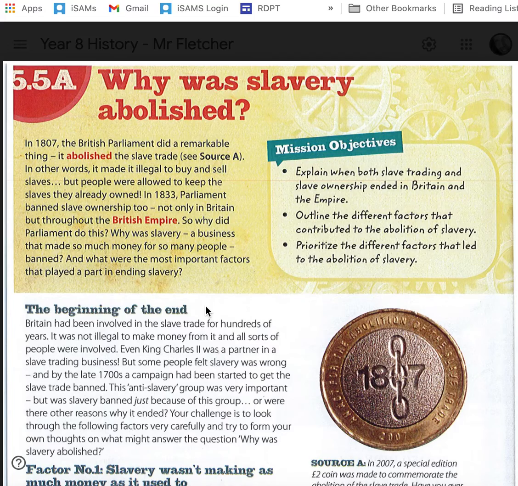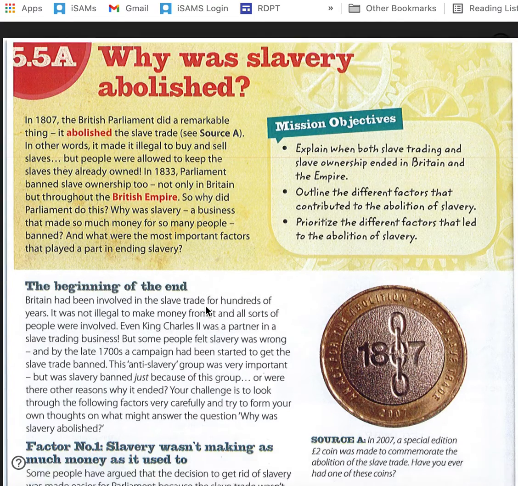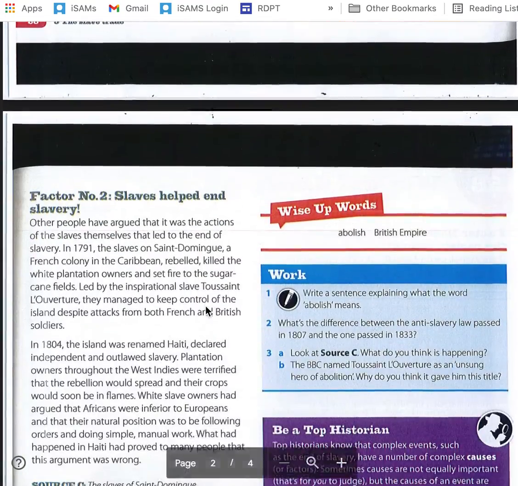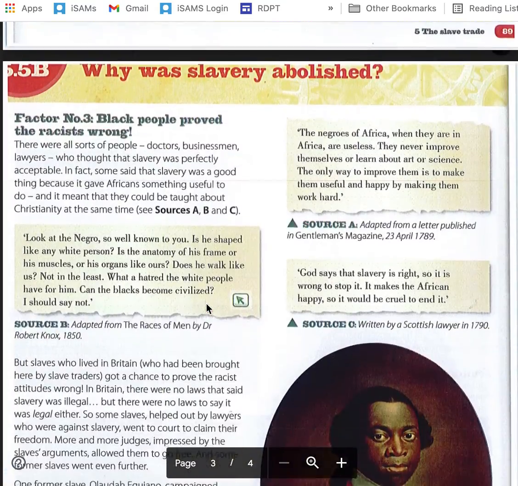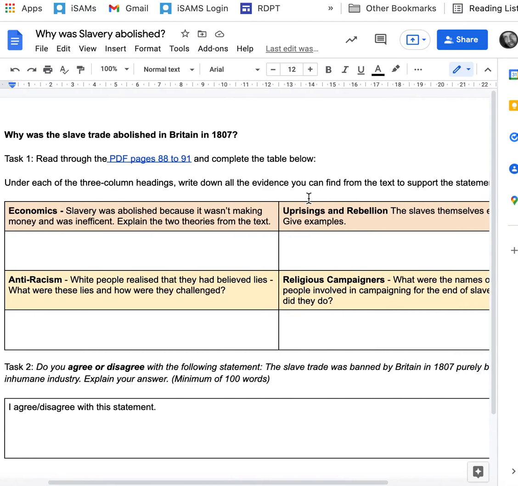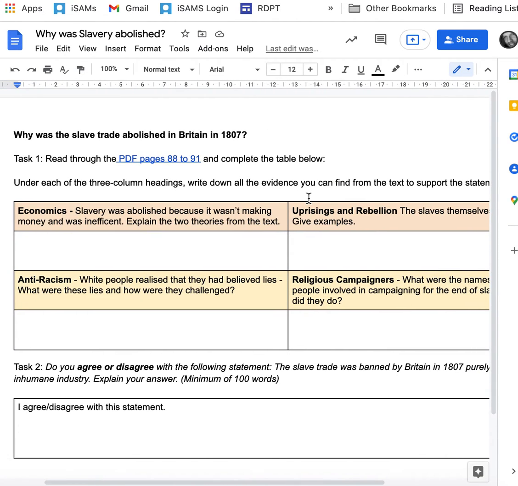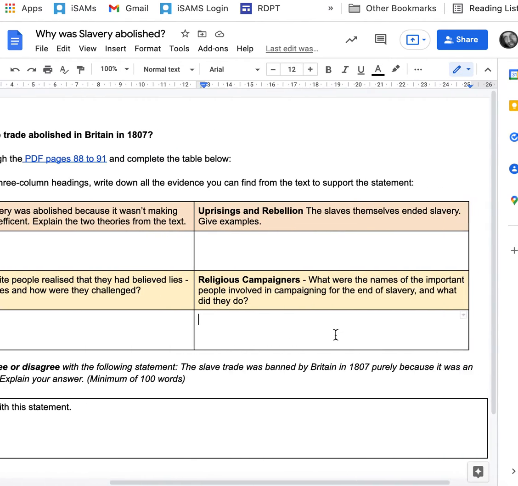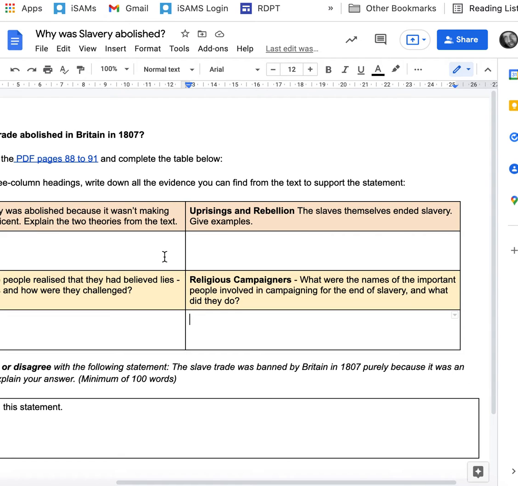Okay, you'll be using mainly in today's session these extracts from the textbook to make a series of notes. The notes are actually contained upon this Google document, and within these four categories then you will be making some notes from the text.